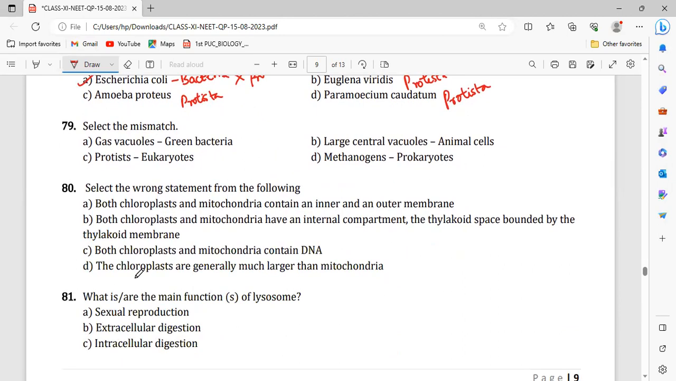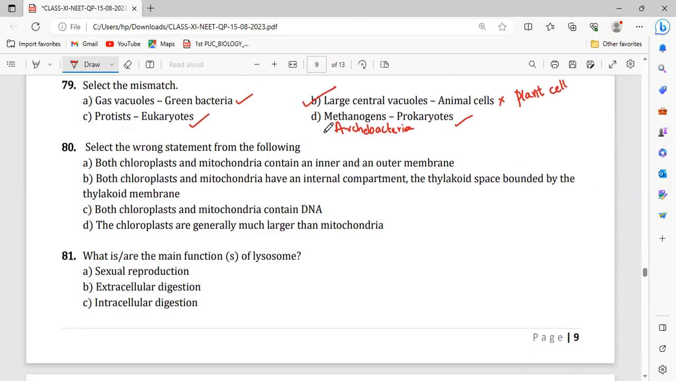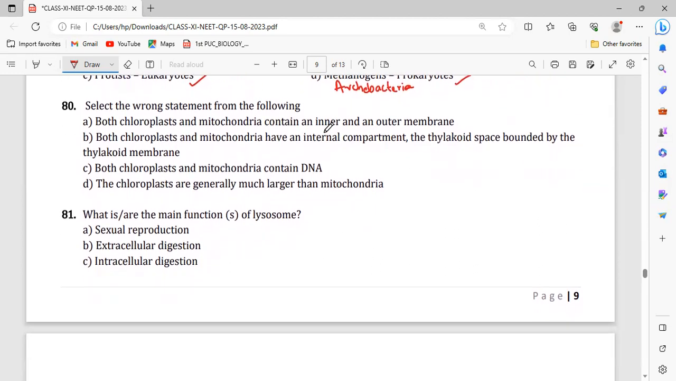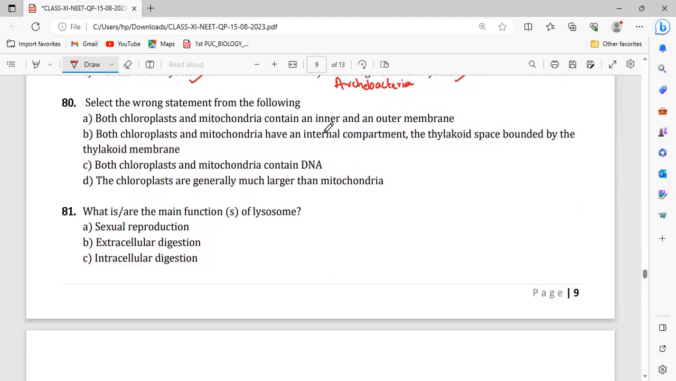79. Select the mismatch. Gas vacuole is present in green bacteria, correct. Large central vacuoles, it is not present in animal cell, it is present in plant cell. Protista are eukaryotes, correct. Methanogens, they are the archaebacteria. So these archaebacteria belong to prokaryotes, correct. So answer is B. 80. Select the wrong statement from the following. So this question is actually repeated. So B is the answer.